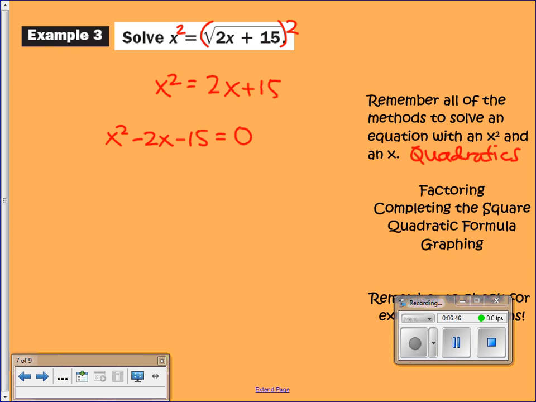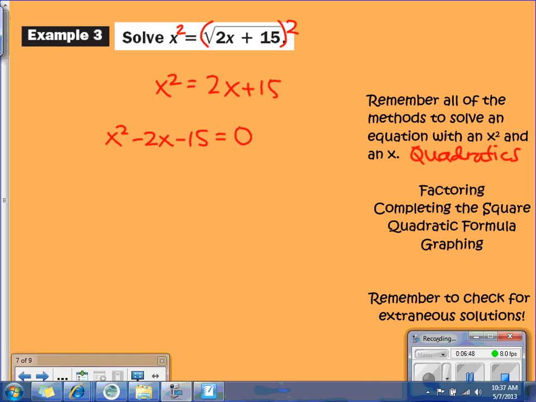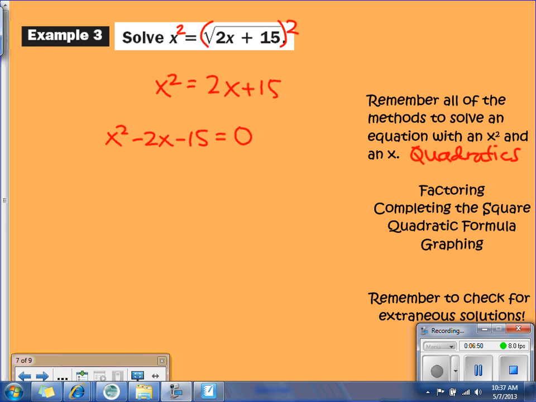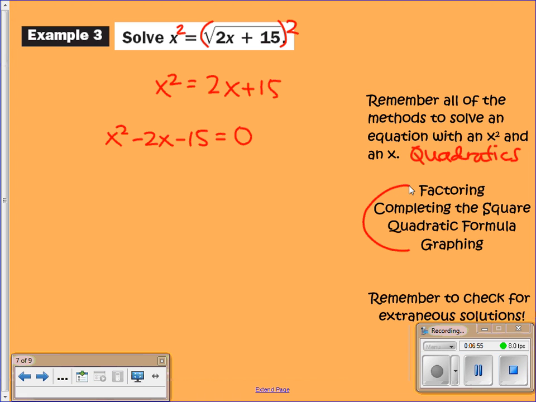Remember, these are your methods to solve them. Now, with quadratics, remember, with all of these, you are always going to get 2 solutions. The only problem is some of those solutions might be extraneous.